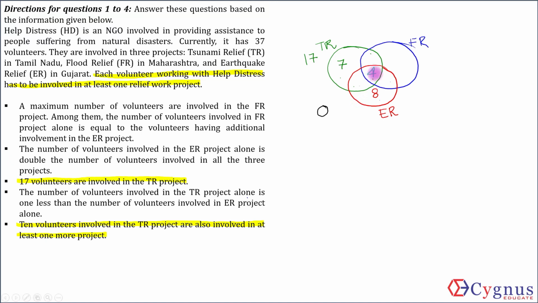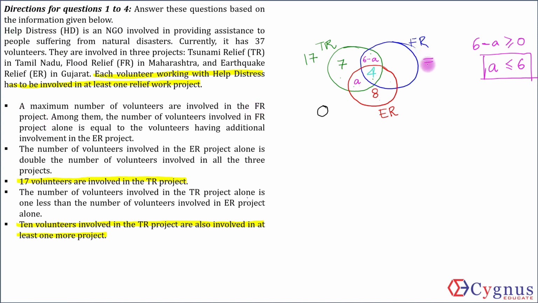Now I already knew that the sum of these three areas should be 10. If this is 4, then the sum of these two areas should be 6, which means if I take this value as A, then this must be 6 minus A. Now, for 6 minus A to be a whole number, A should be less than or equal to 6, which is one condition that we know about A at this point. Fair enough. Now the first point, a maximum number of volunteers are involved in the FR project.